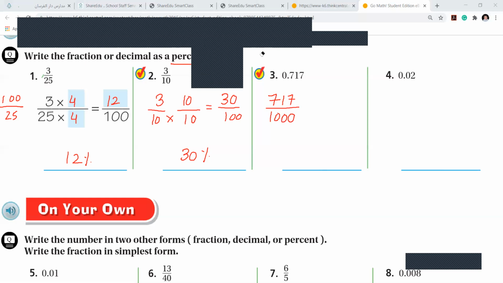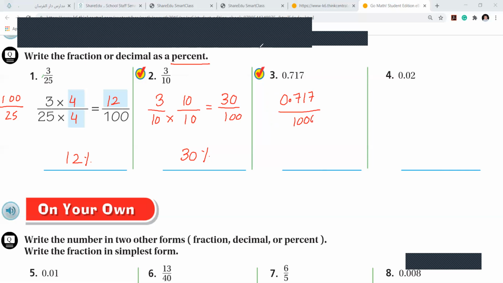Or I'll do it another way. Wait a minute. 0.717, divide by 100 and multiply by 100. Because in the denominator, what do I need? I need 100. Don't open it, girls. Just divide and multiply by 100. In the denominator, 100 is there. When I multiply by 100, where does the point move? 1 and 2 to the right, right? So your answer is 71.7 over 100.